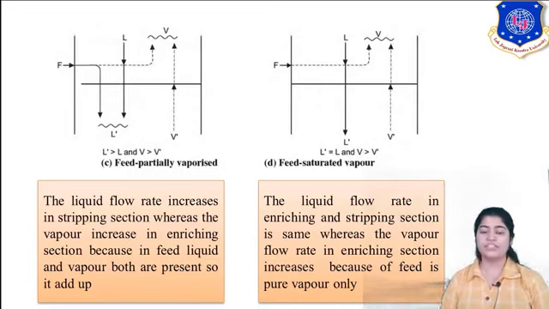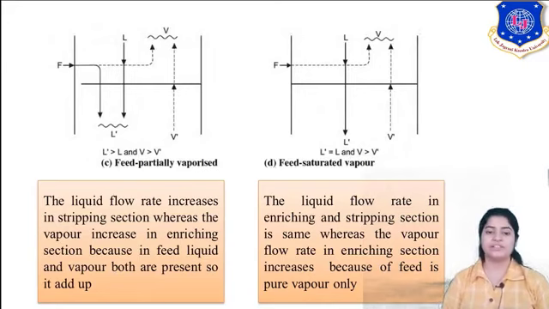Fourth condition is your saturated vapor. Saturated vapor means your feed is pure vapor. So here you can see that for vapors in enriching section, two streams are there. One, the feed itself, which is in vapor form. So V is what? Feed which is coming in as vapor into enriching section. The other stream is the vapors coming from stripping section. So here you can say that two streams are forming as vapor which is going into enriching section.